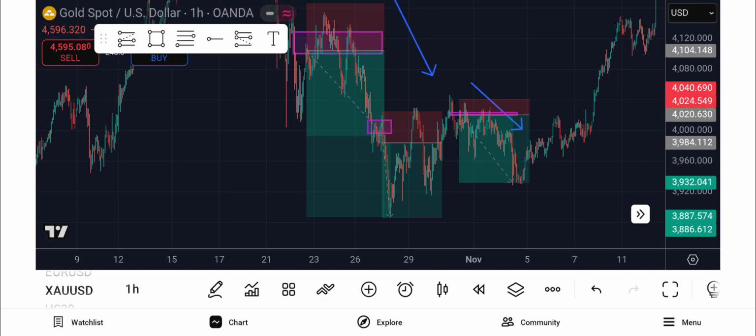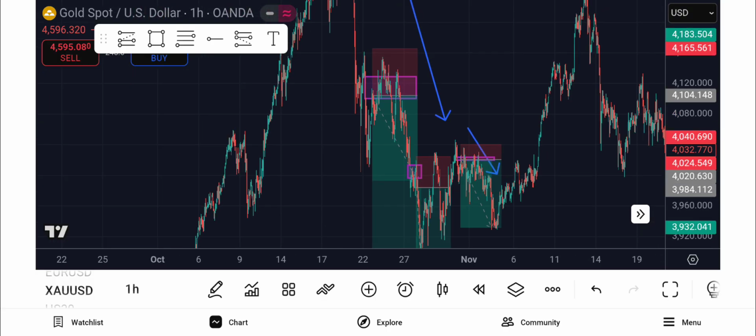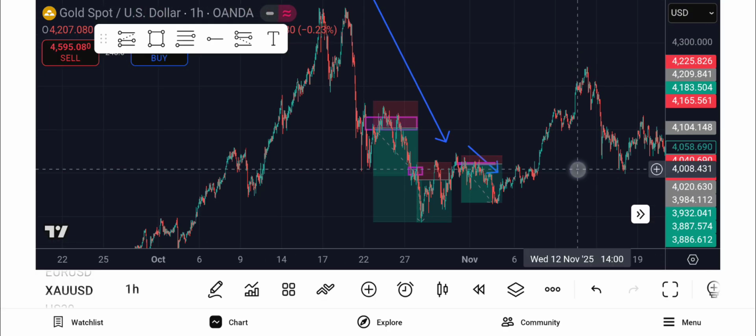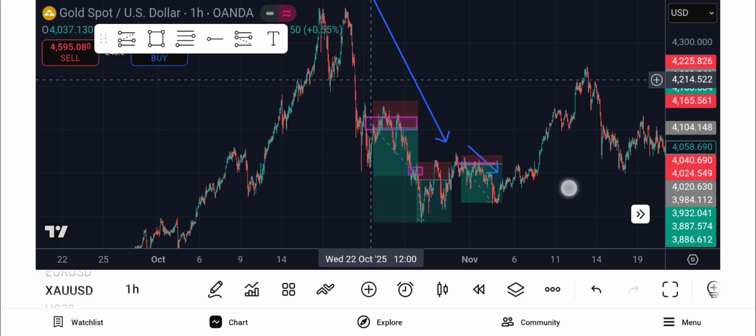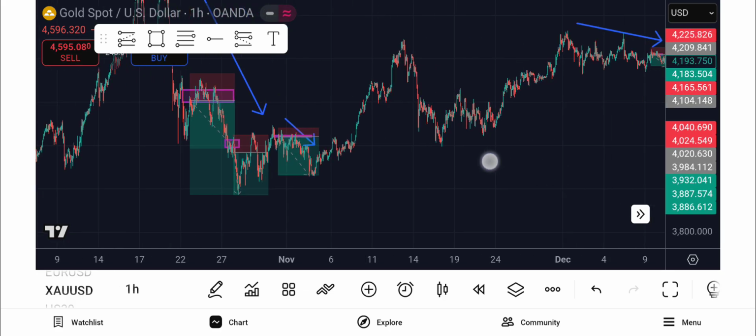Like, this is easy, guys. It's not hard. You just gotta practice. And the way it works the most is if it's in a trend. So notice how this is a downtrend. I would enter sell. I'll only enter sell fair value gaps.